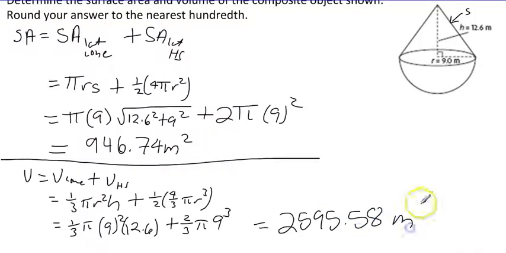2595.58 meters cubed, volume, right? Units: meters, meters cubed. Don't lose half marks.